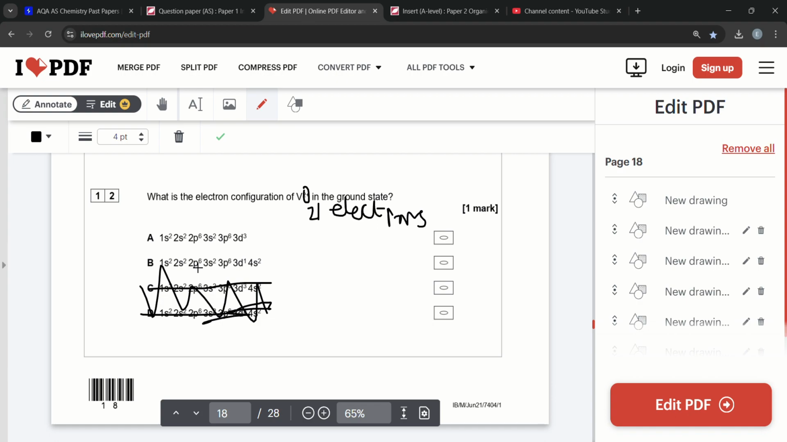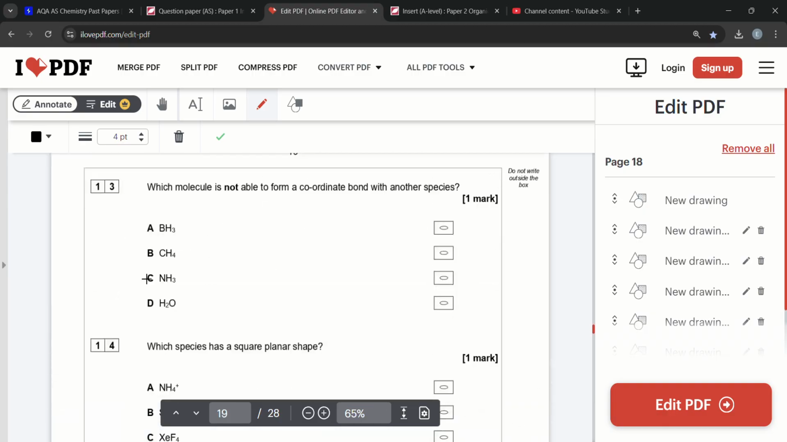A and B. If you look at A, what's the difference? 1s2, 2s2, 2p6, 3s2, 3p6. In this case, A is the correct answer. It fills the 3d orbital first. In this case, 13.